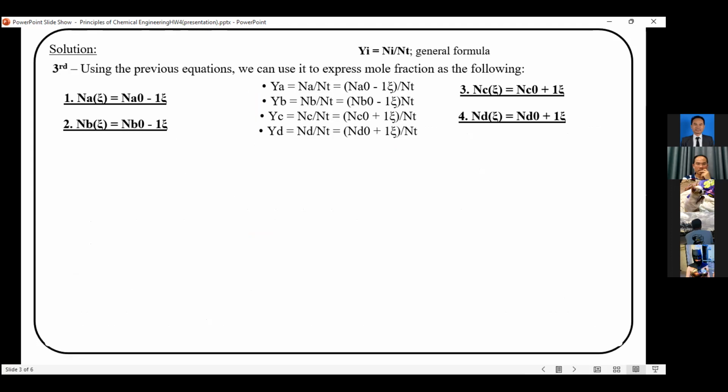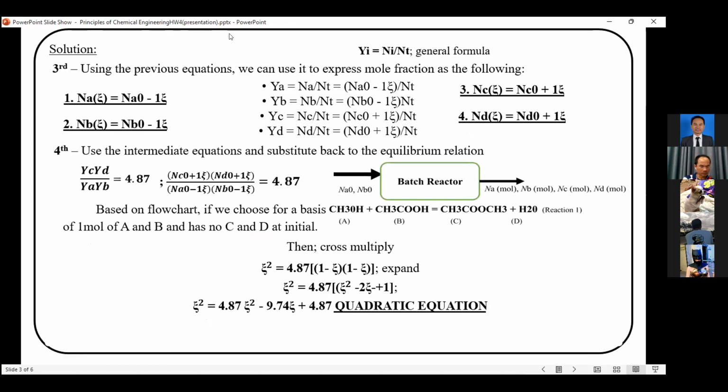So using the previous four equations, we can then express them using the mole fraction given on the screen. The mole fraction is given by the general formula yi equals the moles of i over the total moles. So if we substitute it, we can then generate this equation. After that, we can use these intermediate equations and substitute them back into the equilibrium relation, which is here already.